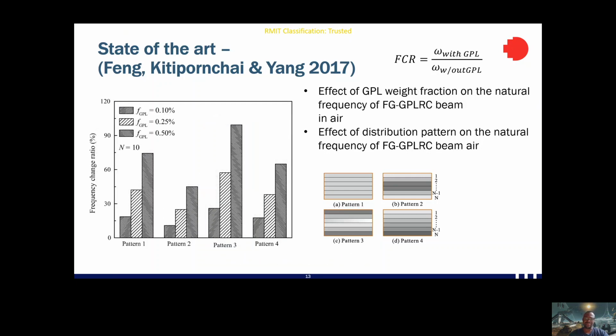Another study, or the same study, looked at the effect of graphene weight fraction on the natural frequency of these types of beams. Specifically with pattern 3, again, we can see that only a 0.1% addition of graphene can cause about a 25% increase in the natural frequency. And adding 0.5% can almost double your natural frequency.